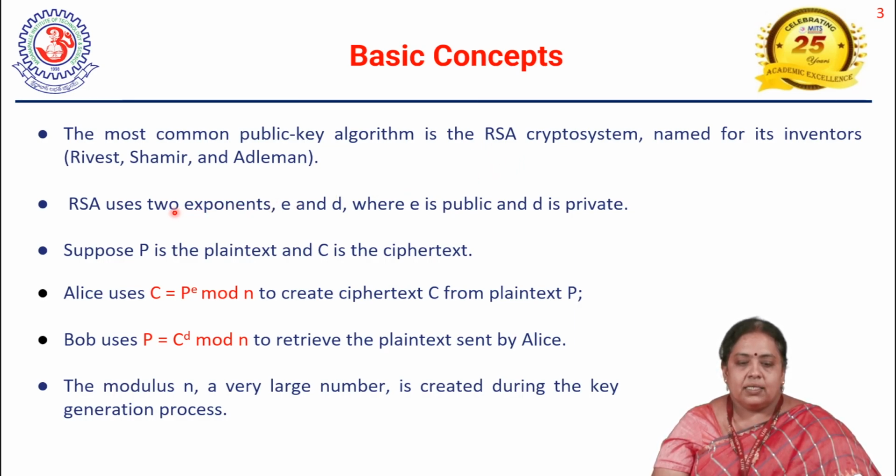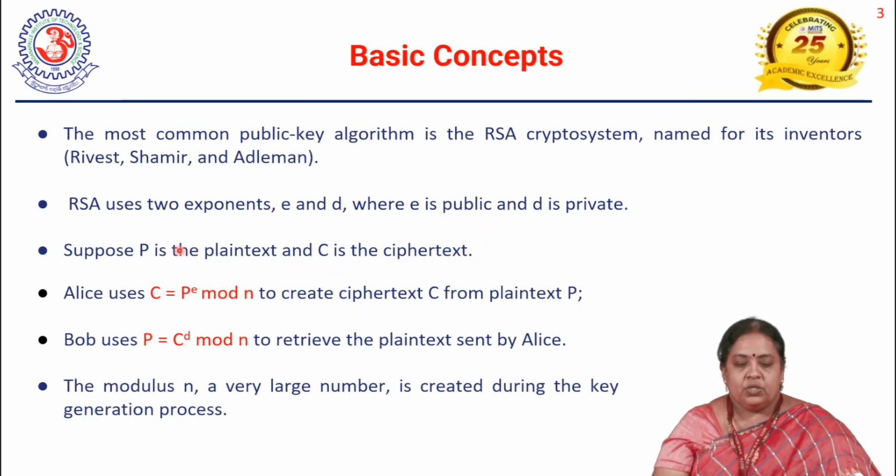This RSA algorithm makes use of two exponents. One is called E and the other is called D, where E is public and D is private. As we have already discussed in previous sessions on the principles of public key cryptosystems, asymmetric key cryptographic algorithms mainly focus on numbers, whereas symmetric cryptographic algorithms focus on characters. So here we are going to make use of mathematical functions. That means we are making use of two exponents, E and D, where E is public and D is private.